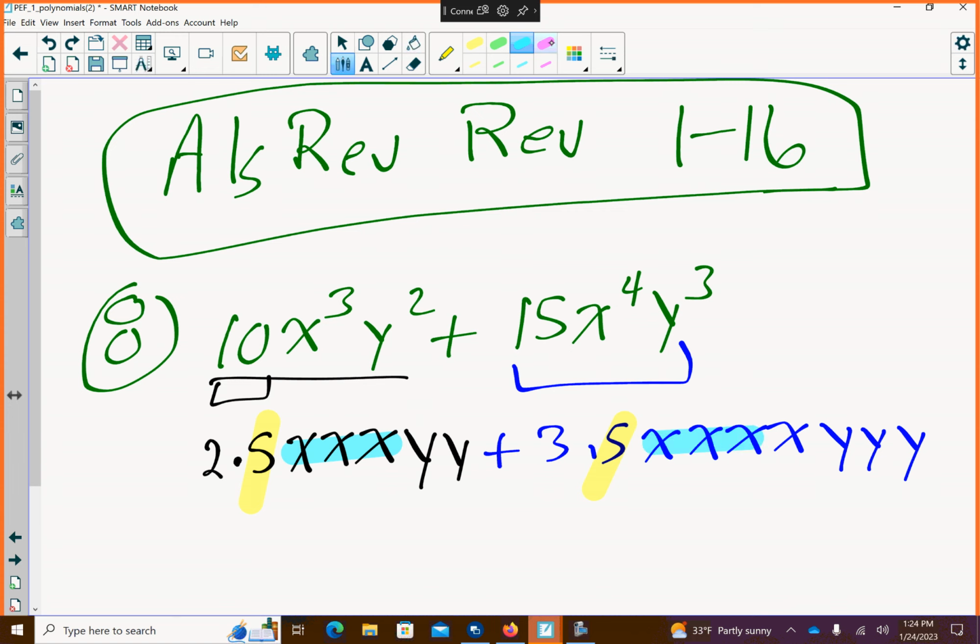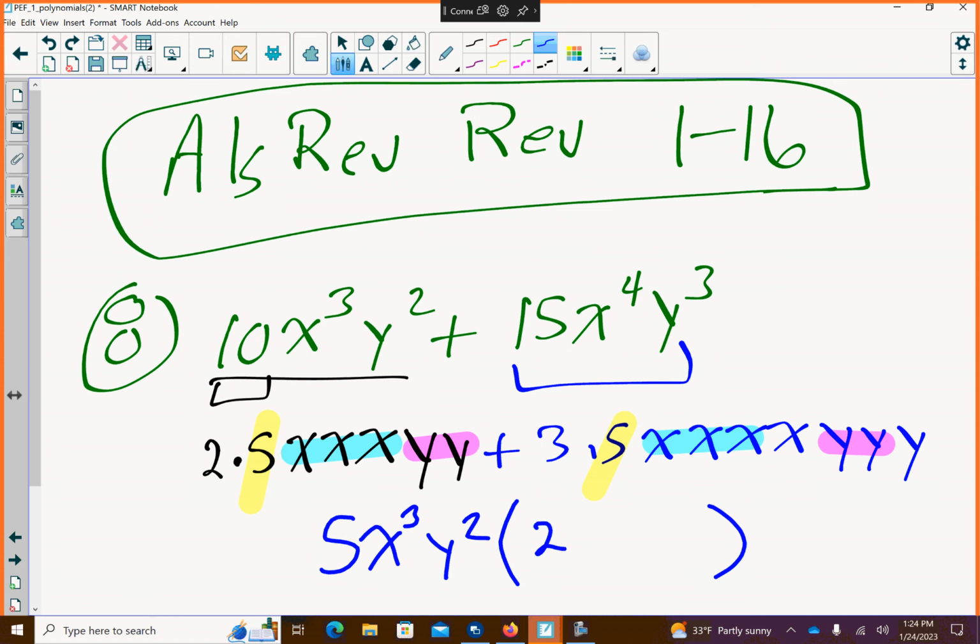I have that, and I have that. What's the most y's they both share? Okay, what I have highlighted is their greatest common factor. Okay, so my answer is 5x to the third because I factored x, x, x out, y to the second. Now I have a set of parentheses. What do I have left on the very first one? A 2. A 2. Plus, what do I have left on the second one? A 3. A 3. Anything else? A y. Anything else? Oh, yeah. I can't read. It happens. I can't write, so.